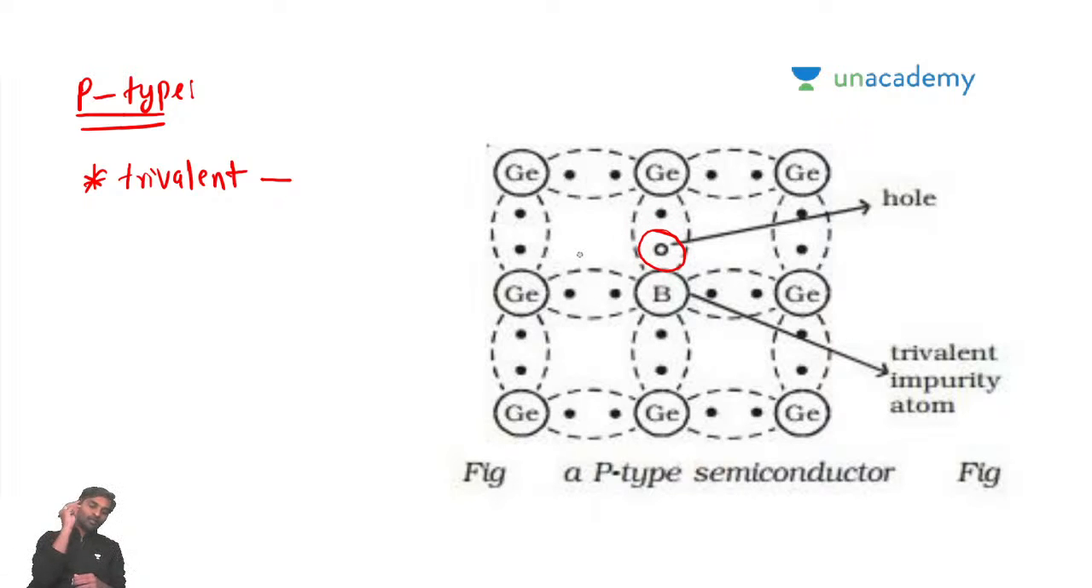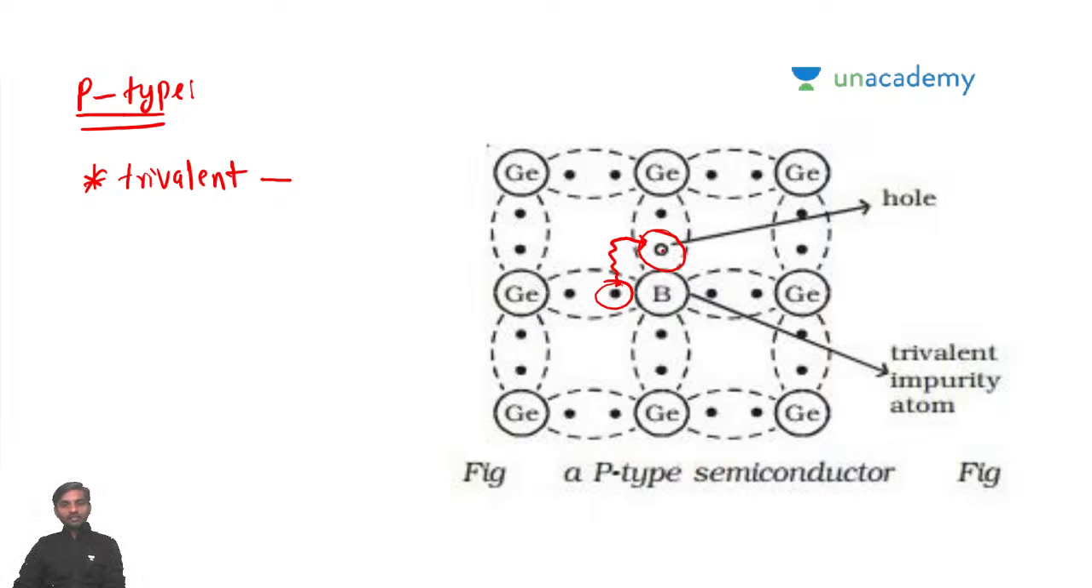In one covalent bond, there exists an absence of an electron, and that absence of electron is nothing but a hole. Now you can see a hole here. After some time, this electron may get some energy and it may jump into this. Whenever this electron moves from here to here, it creates a hole here.